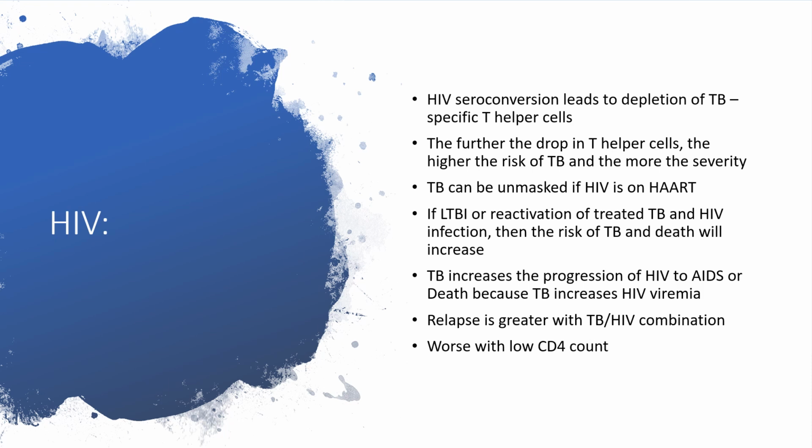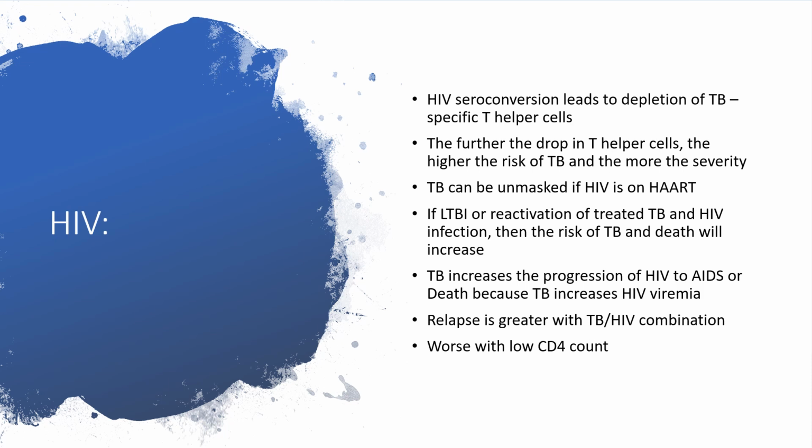The further the drop in T helper cells, the higher the risk of tuberculosis and the more the severity of the same. I think you got that right? If HIV leads to a drop of T helper cells, then the lower the level of T helper cells, the worse the situation for the affected person who would have been infected with TB right now. And if that is the case, the more the severity of the infection. So it means TB could quickly kill that person right now.